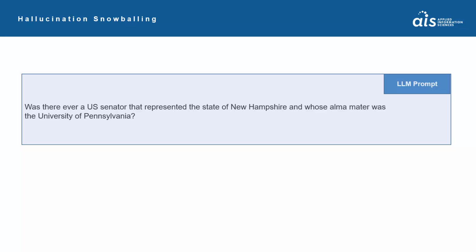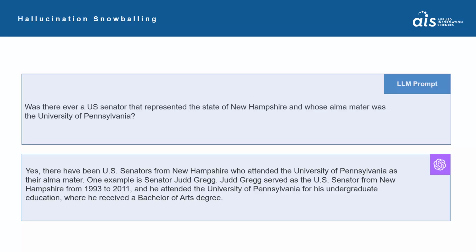Let us take a look at another example commonly referred to as hallucination snowballing. Here's the prompt. Was there ever a US senator that represented the state of New Hampshire whose alma mater was University of Pennsylvania? Here's the response. It says yes, very quickly, and it goes on to provide an example of Senator Judd Gregg, who served in the US Senate, and it claims that he went to University of Pennsylvania. It turns out that this answer is incorrect. And empirically speaking, if the language model commits to a response very early, in this case, yes was the first word in the response, chances are that it will get it wrong, and furthermore, the hallucination will snowball, and it is going to make up some evidence to support the response.